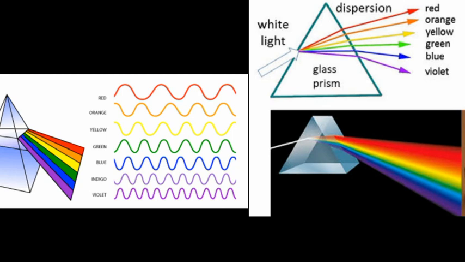Among these 7 colors, the violet color undergoes the maximum amount of bending or refraction because it has less wavelength. And among these 7 colors, red color undergoes the least or minimum amount of bending because red color has high wavelength. Due to the high wavelength, the red color undergoes only a small amount of bending, and the violet color undergoes maximum bending because its wavelength is very small.